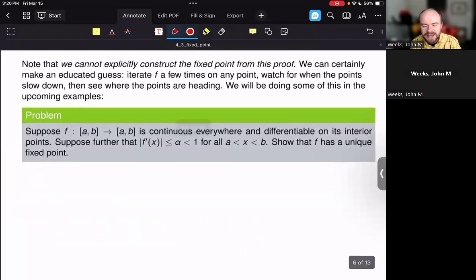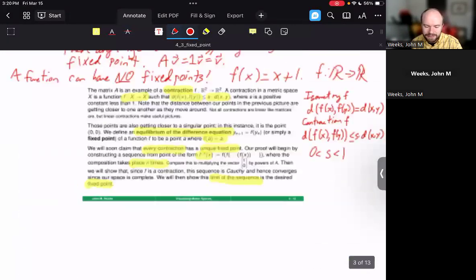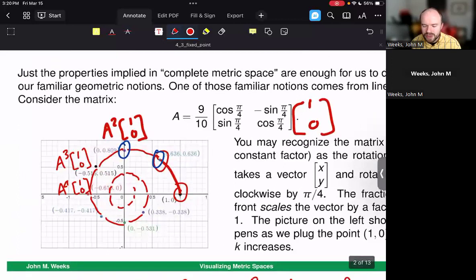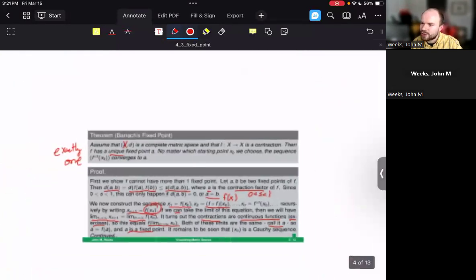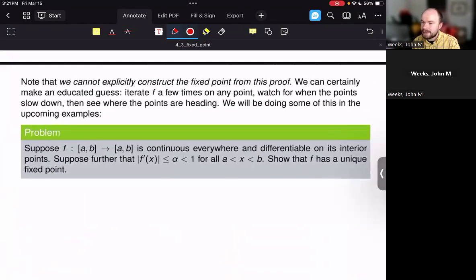Note that nothing here says we can explicitly construct the fixed point. We can certainly make an educated guess. We can iterate a function f a few times on any point and watch for when the points start to slow down. That's when we see where those points are heading, trying to maybe take a graph of what those points are. That's exactly what we did on that first slide. We said, okay, maybe I don't know what the fixed point is by looking at this particular function, but after plugging in a few points, I can start iterating a little bit and see where the points are heading toward. And wherever they head toward is probably going to be my fixed point. It's kind of like circling the drain, if you know what I mean. So let's see if we can do that in some examples that are upcoming.